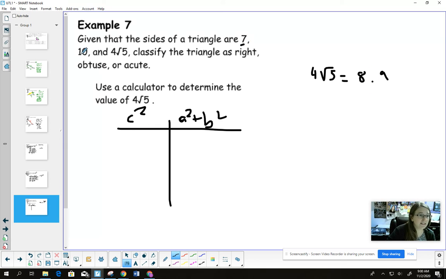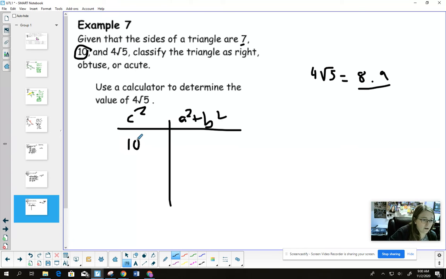So I have 7, 10, and 8.9. Which one is going to be c? 10. So now we can know for certain that 10 is the biggest side. So go ahead and try from here. You can go ahead and plug in 8.9 instead of 4 radical 5. You can do that. Actually, I lied. Plug in 4 radical 5. You need to do 4 radical 5 squared. Go ahead and write it out, and I'm going to help you out.